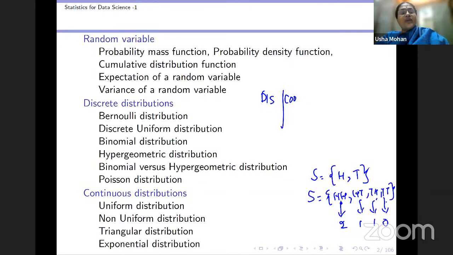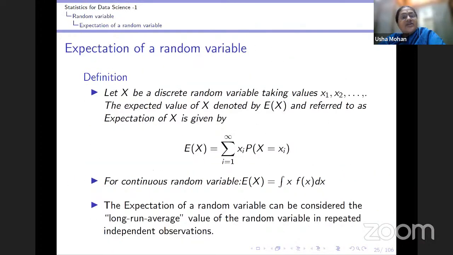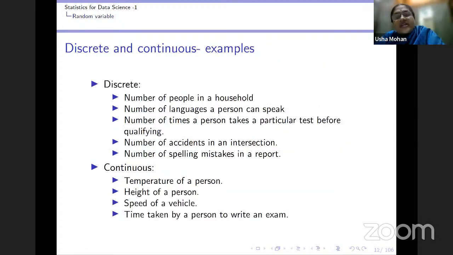So in summary, what I want you all to understand is that there are discrete and continuous random variables. Depending on the situation, you will decide which one applies. Discrete is number of people, number of languages, or number of times. When I'm counting, it would be a discrete random variable. Whereas when I'm measuring, be it temperature, height, speed, weight, time taken, it would be a continuous random variable.